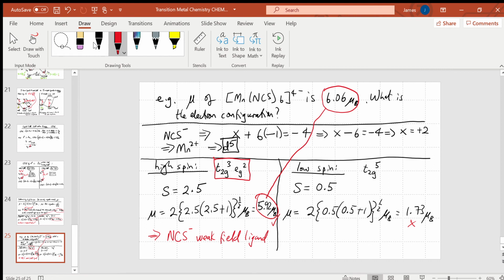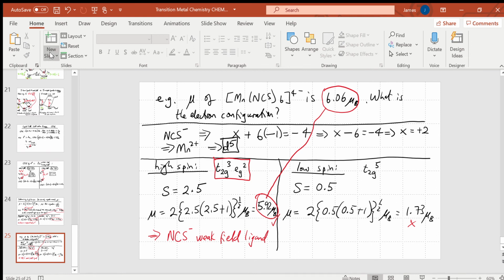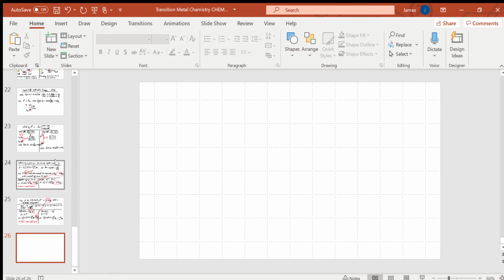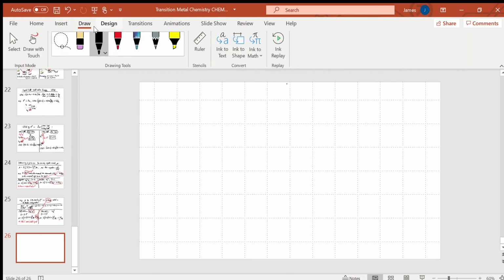I think in this next slide, I'm going to summarize the different types of spin-only magnetic moment, just so that my students have answers to check. Okay, so I don't know if we can fit this all on one slide. Let's see. Yeah, we can.